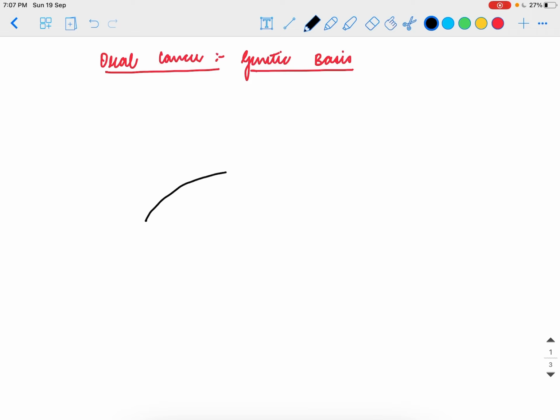In this video, we will study the genetic basis of oral cancer. Basically, the molecular pathogenesis of oral cancer, most commonly squamous cell carcinoma.